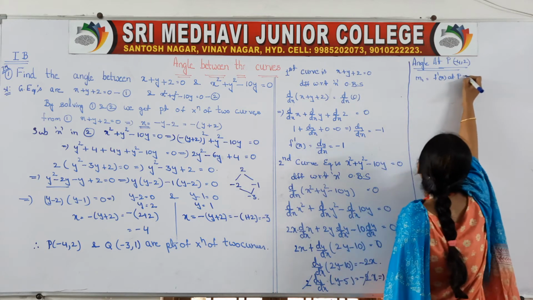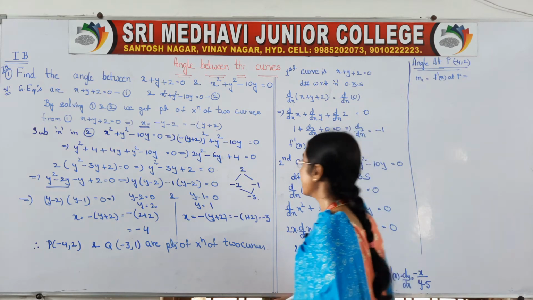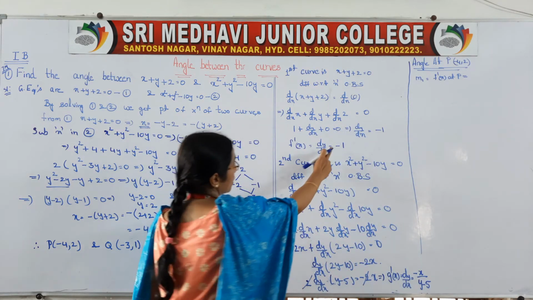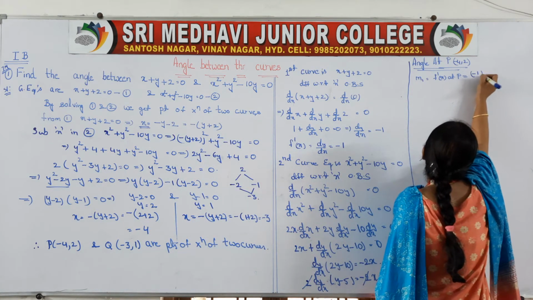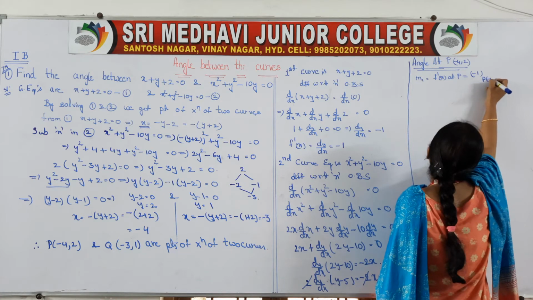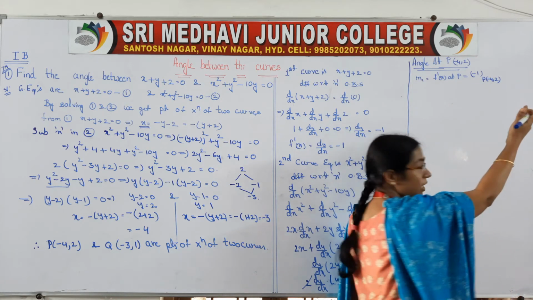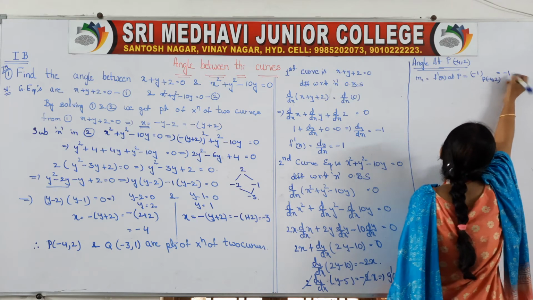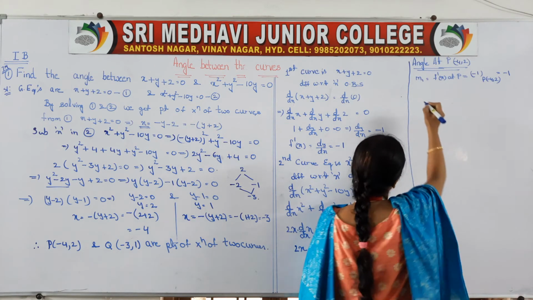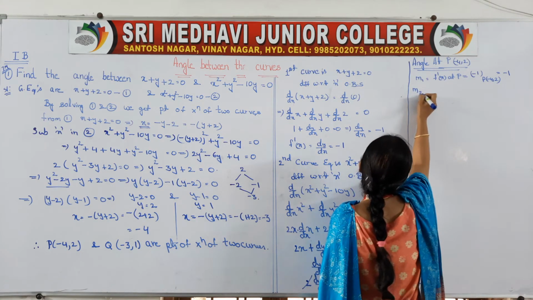So what is your f'(x)? We got f'(x) is equal to -1, right? So -1 at P (-4, 2). No x value, no y value, so we can take that one as -1.